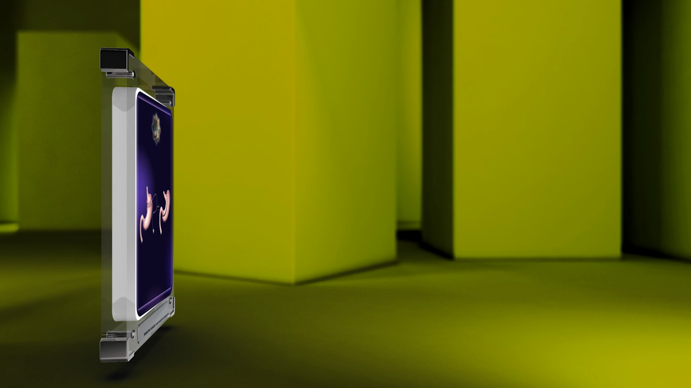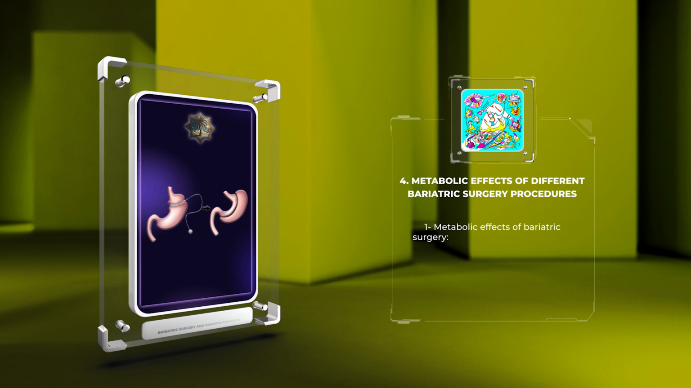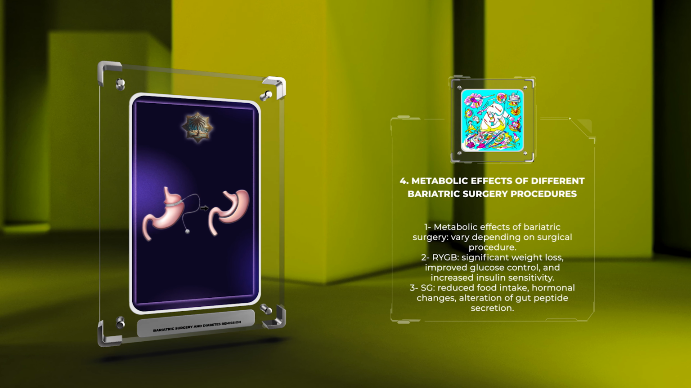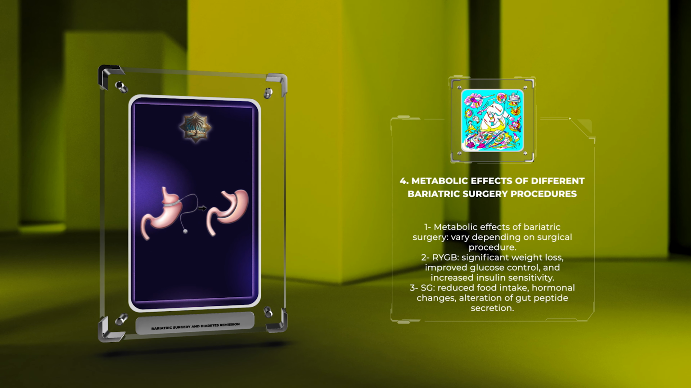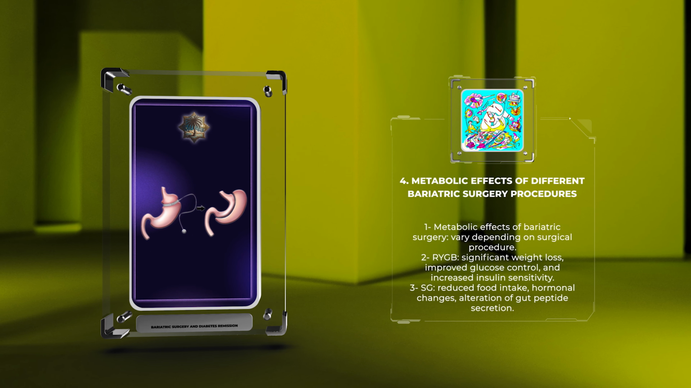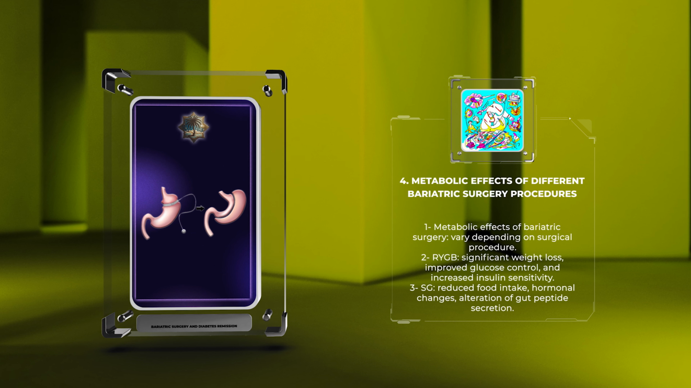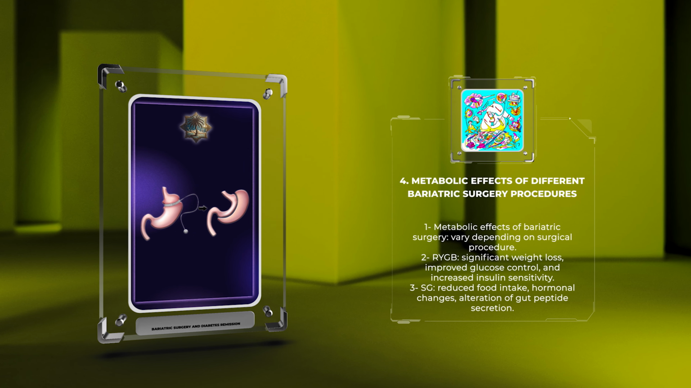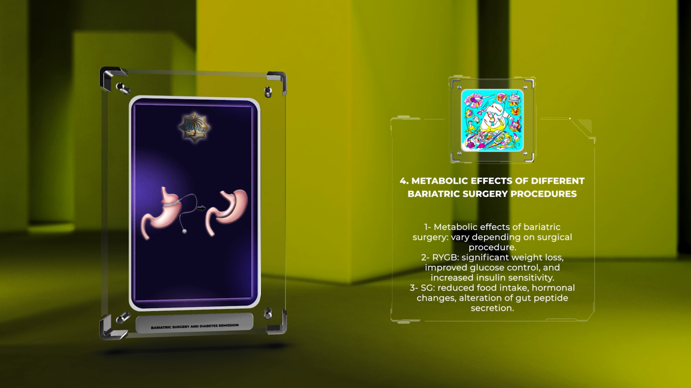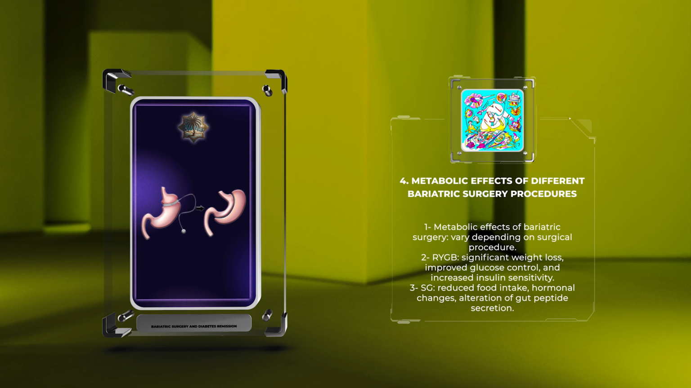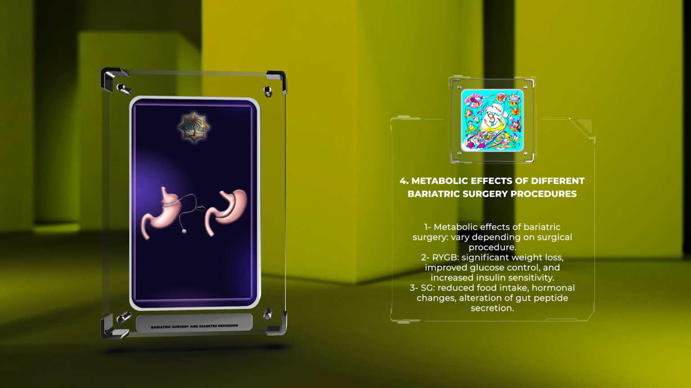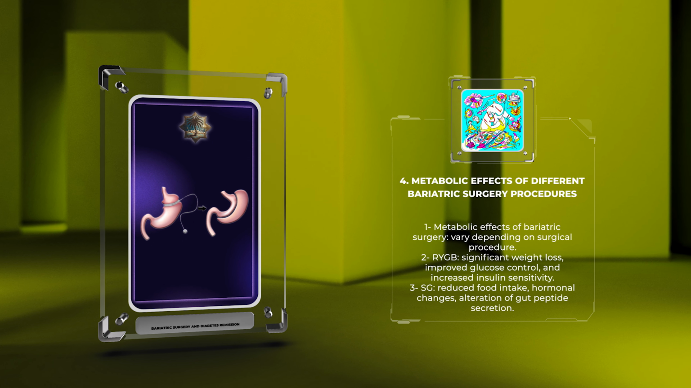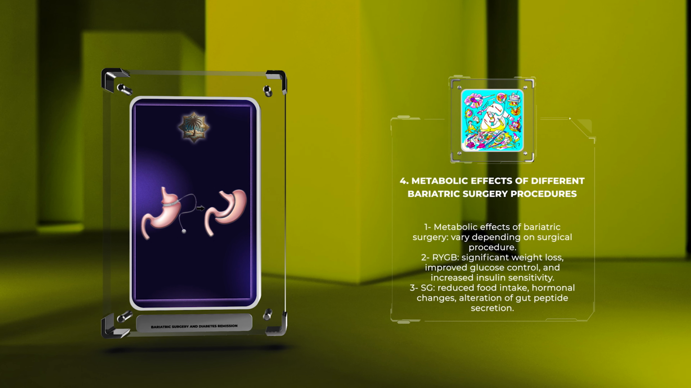The metabolic effects of bariatric surgery vary depending on the surgical procedure selected. The two most commonly performed procedures, RYGB and SG, have distinct mechanisms of action, leading to differential metabolic outcomes. RYGB involves creating a small gastric pouch and bypassing a portion of the small intestine, effectively reducing the size of the stomach and altering nutrient absorption. This procedure has been associated with significant weight loss, improved glucose control, and increased insulin sensitivity.